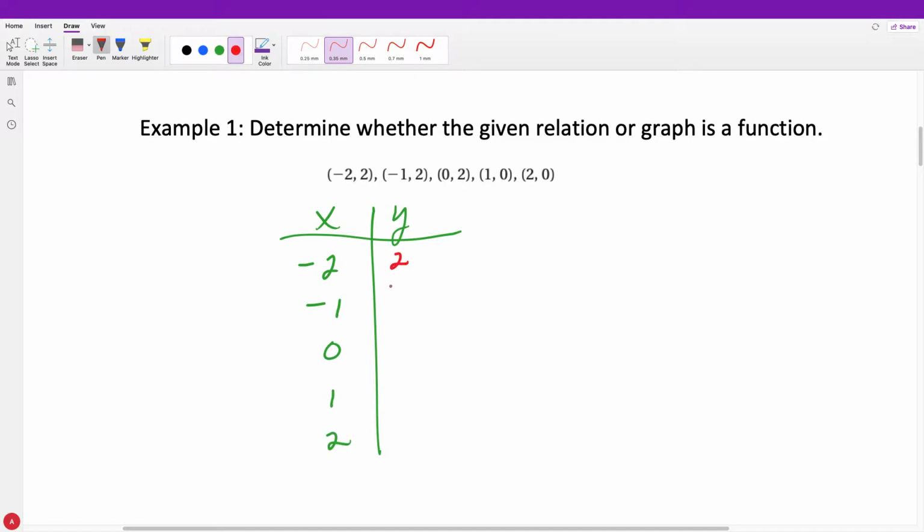I'm going to use a different color for this, just to differentiate between my x's and my y's. Now, what I need to do is look and see: do I have any repeating x value? That's what we're looking for.